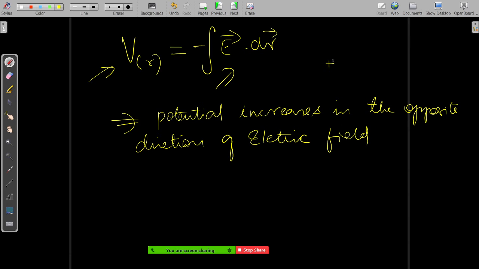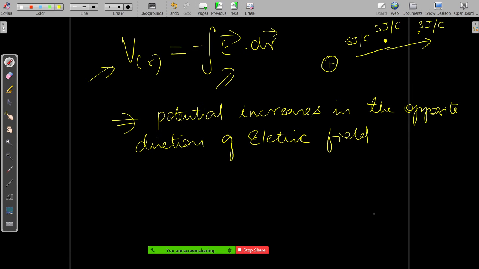What I'm trying to say is, let's say there is a positive charge, this one. The electric field is in this direction, right? If you want to find the potential at this point, let's say this potential here is 5 joules per coulomb. If you go somewhat further from this, the potential may decrease to 3 joules per coulomb. So the potential is decreasing in the direction of the electric field. That basically means the potential will be increasing in the opposite direction of the electric field. If you go away in the opposite direction of the electric field, the potential will be increasing. You understood the point?